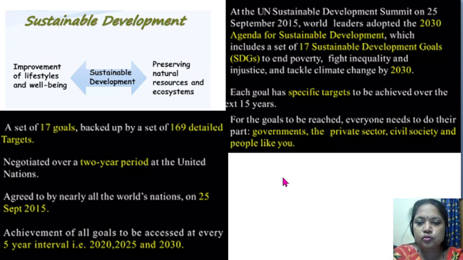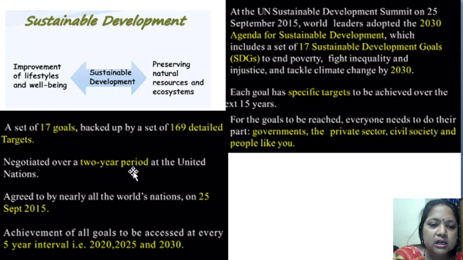For the goals to be reached, everyone needs to do their part, isn't it? Government, private sector, civil society, people, isn't it? So it is not a single-hand role. Neither government nor the private sector can do everything alone. So a set of 17 goals is backed up by a set of 169 detailed targets.